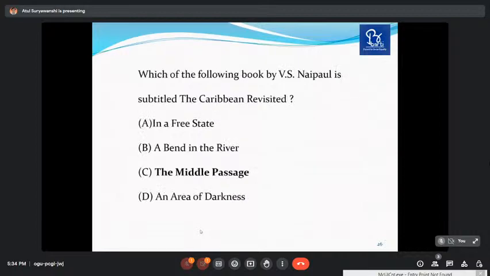The next question in this series: which of the following books by Vidyadhar Surajprasad Naipaul is subtitled The Caribbean Revisited? Is it In a Free State, A Bend in the River, The Middle Passage, or An Area of Darkness? The answer is The Middle Passage. The third option, C, is the correct one. So now we have to see the major title of the book and the subtitle of the books.